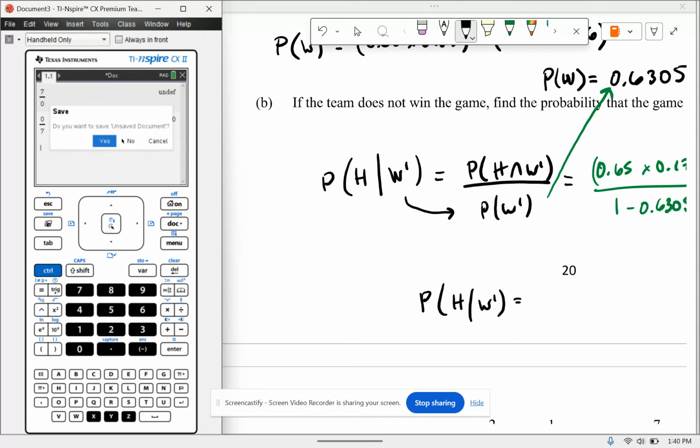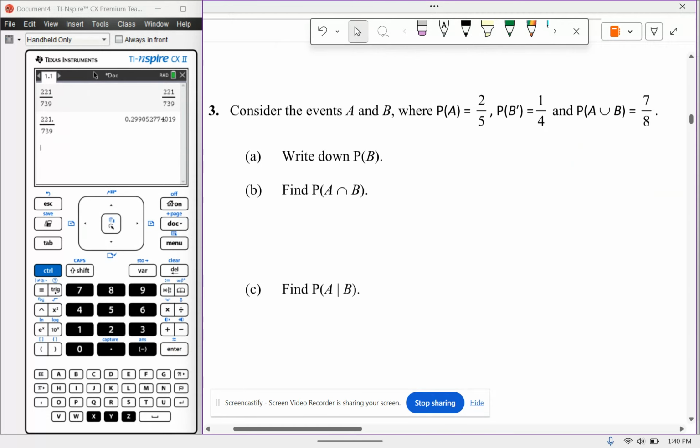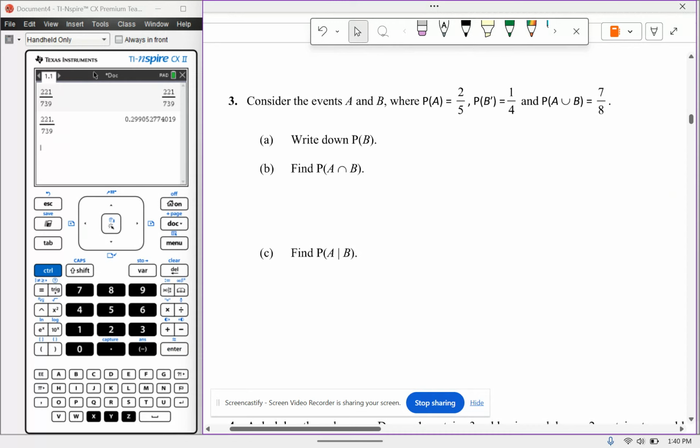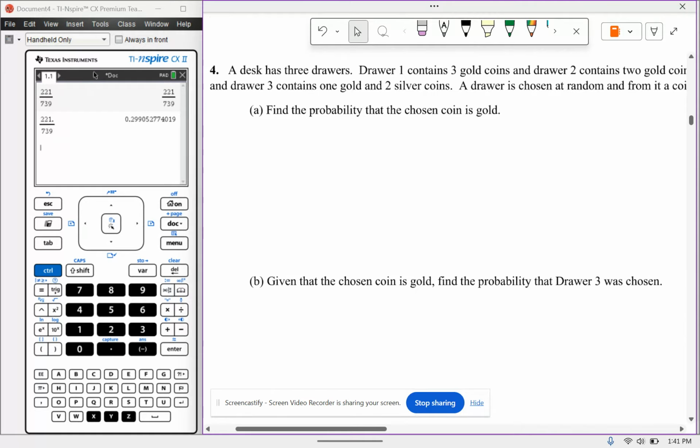Okay, you got this. All right, so I got 221 over 739. What did you guys get? Yay! Okay, cool. Perfect. I think we're going to skip 3. You're going to go back and do 3 independently, but it's review of stuff we already did. Not saying it's not important, but I wanted to keep working on writing trees, okay?